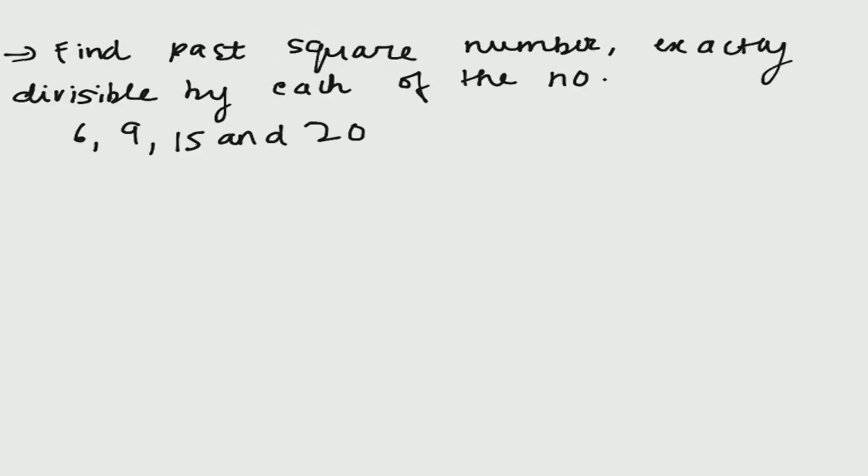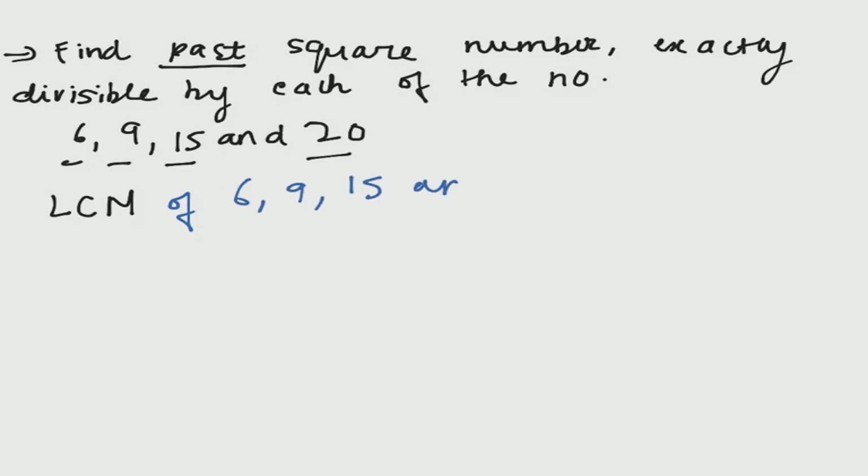The next question is that we have to find the least square number that is divisible by each of the numbers 6, 9, 15 and 20. So in such kinds of questions, we will find the LCM, because we have to find the least square number. So we will find the LCM of 6, 9, 15 and 20. That will come as 180. I hope you already know how to find the LCM of numbers. So that's why I'm writing it over here as 180.